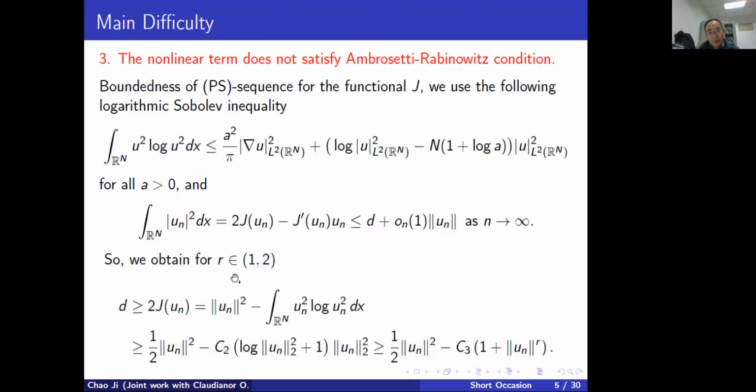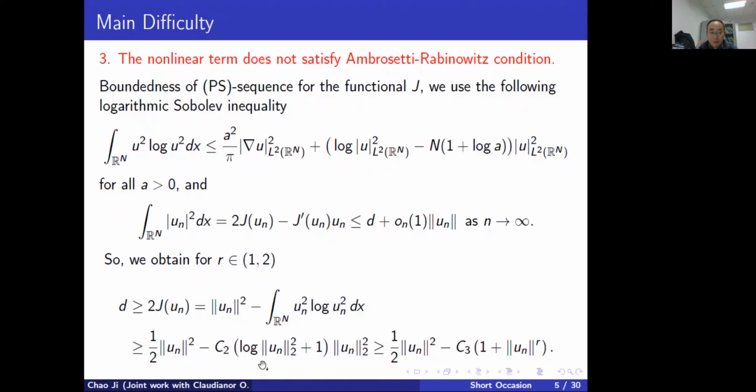So if un is a PS sequence, then 2 times G of un equals this. It's very easy, it's standard. We can choose a to be small enough, for all a bigger than 0, such that this term minus this term is bigger than or equal to this term. It's standard. We can move this part over here.